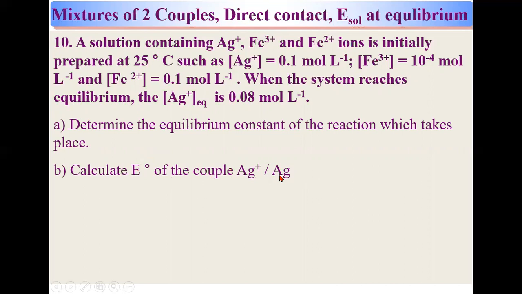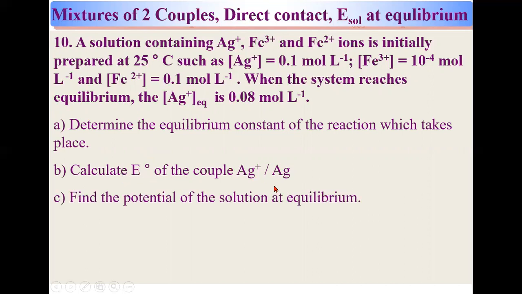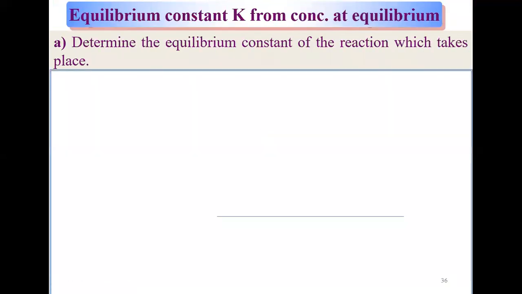Usually we have the E naughts, which would have saved us a lot of hassle. But in this case, we don't have the E naught and we have to get it. Find the potential at equilibrium, and they gave us the E naught for the iron. So first, they're asking us to determine the equilibrium constant. So if I have to get the equilibrium constant, well, I have the iron E naught, but I don't know the E naught of Ag.